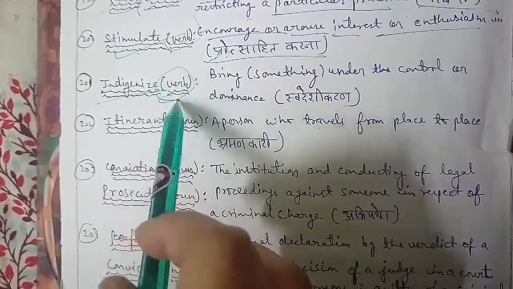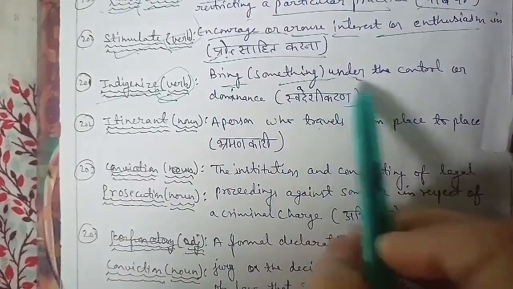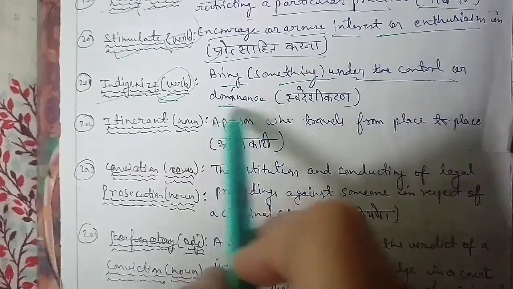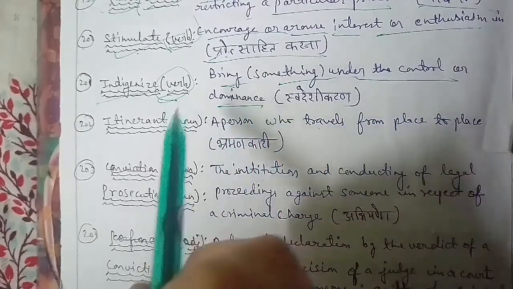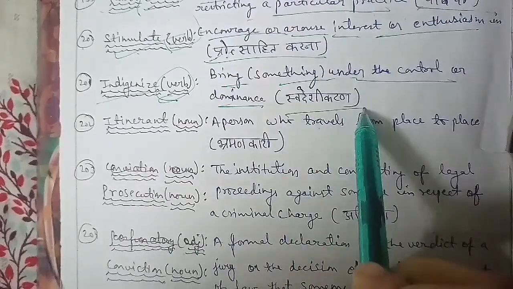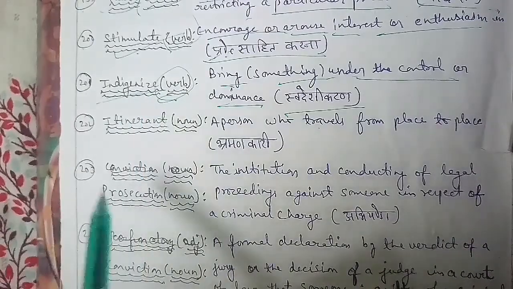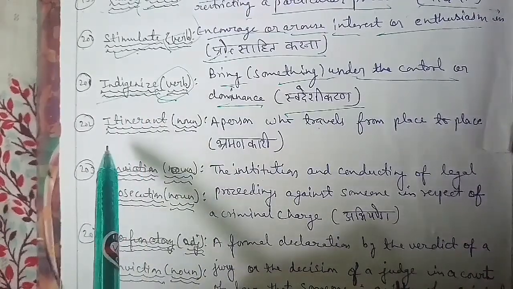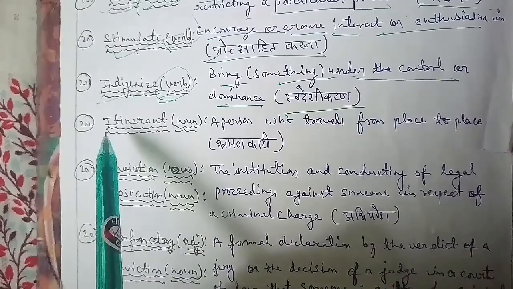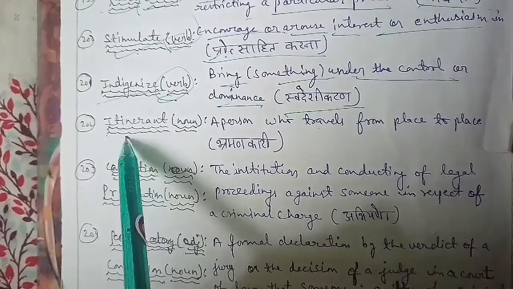Now the next word that we have here is, you can see that the word is 202, and the word is itinerant. Itinerant is a word that is used as noun, and the meaning of itinerant is a person who travels from place to place. A person who is traveling from place to place, that person is known as itinerant. In Hindi that is Bhramankari.